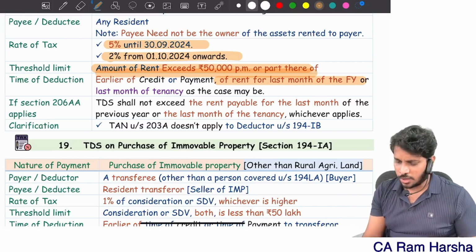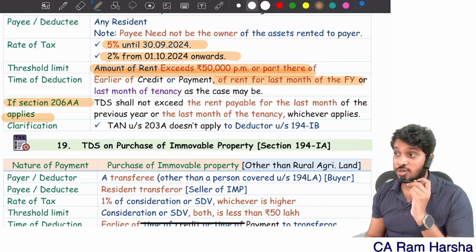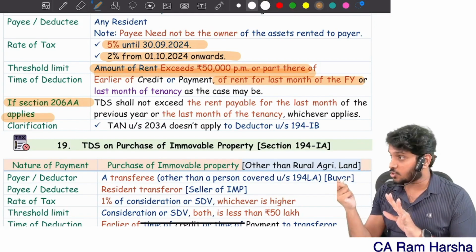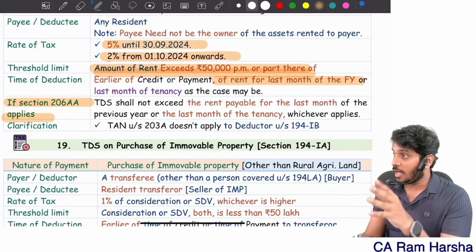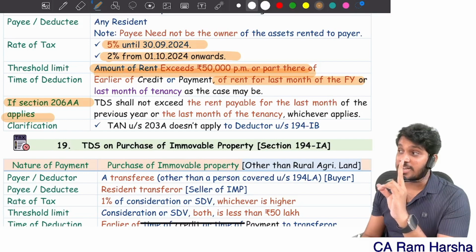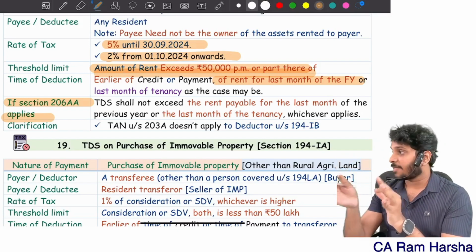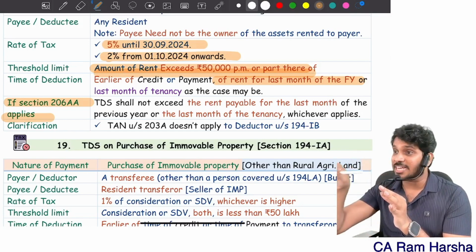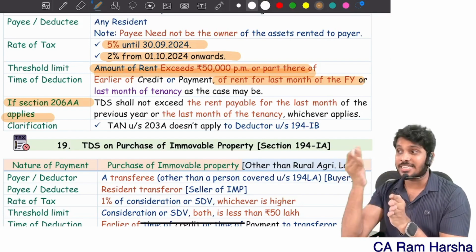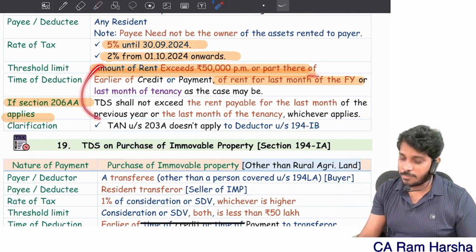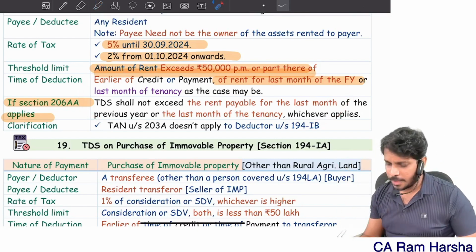Yes or no? Now, if the owner, or the person who rented to me, does not give me his PAN number, then I will deduct TDS at 20%. We know that very well. But that should not exceed the last month's rent. That should not exceed the March month rent or the last month of the tenancy rent. TDS shall not exceed that much. And we already solved a problem on this in the ICA book. Yes or no? That's it.